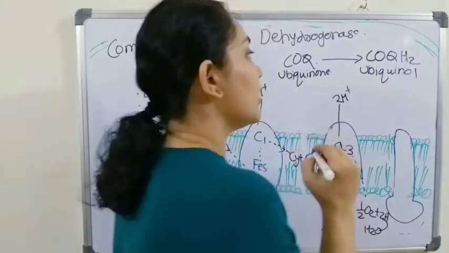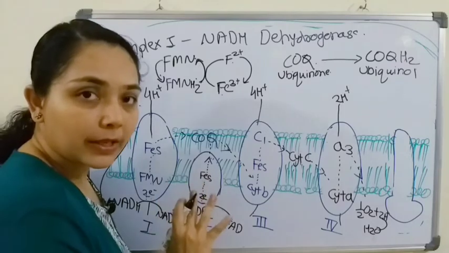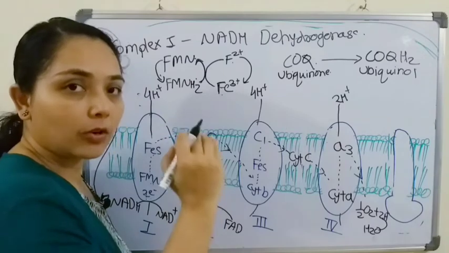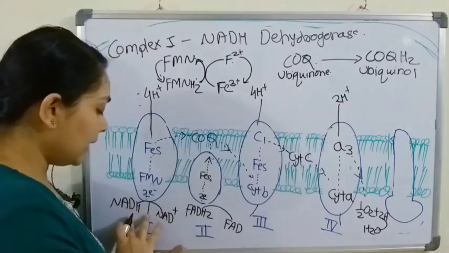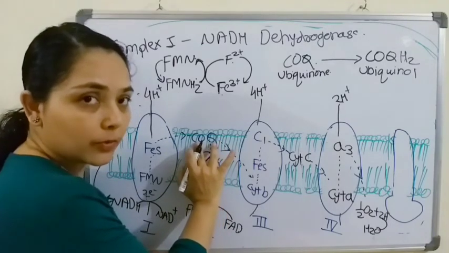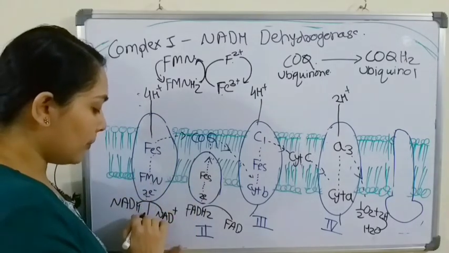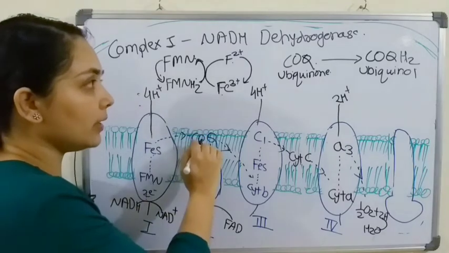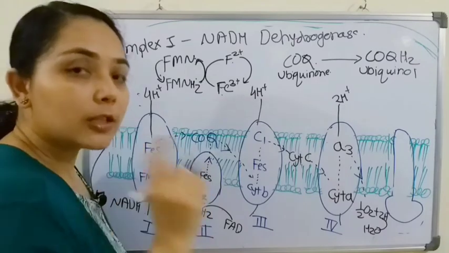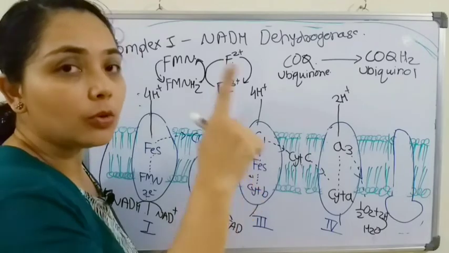Ubiquinol. Okay, so from what is happening here in complex 1, NADH is donating electrons, and finally they are coming to coenzyme Q. The coenzyme Q will be accepting via complex 1. So from NADH, FMN, iron sulfur cluster, and coenzyme Q. Therefore complex 1 is also known as NADH coenzyme Q oxidoreductase.